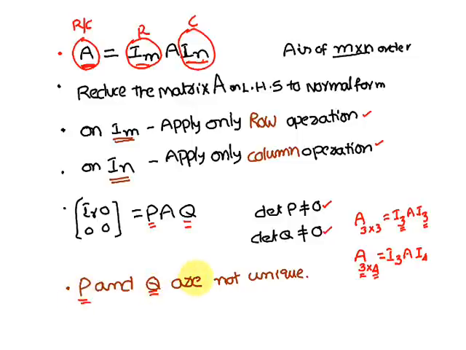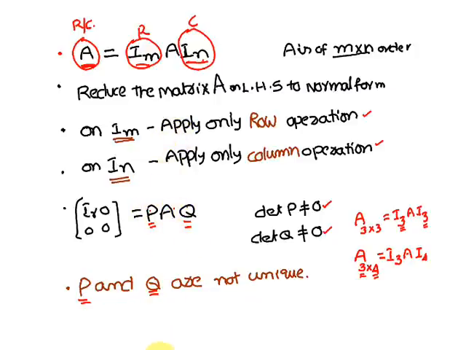These two are not unique, so if 60 members do this problem, for P and Q they will get different answers. Okay, that is the concept. The main thing you have to remember: on A you can apply both row and column operations, but on the prefactor or I_m matrix you have to apply only row operations. On the post factor you have to apply only column operations. That is enough to remember. Then it has been reduced to PAQ form.